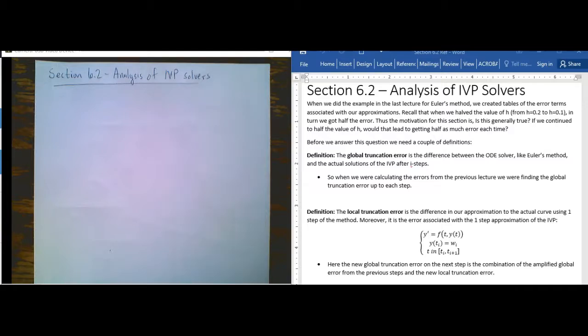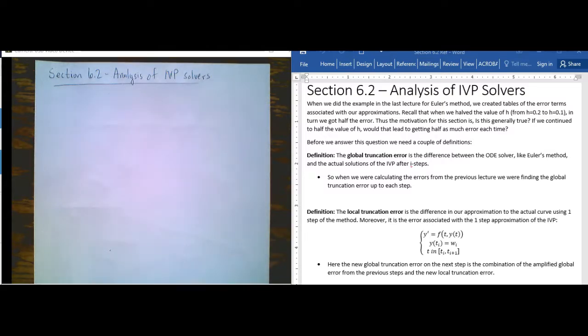Another type of error is called the local truncation error, and this is the difference in our approximation to the actual curve using one step of the method. So it solves the initial value problem y prime equals f, y of t_i equals w_i, in the interval t_i to t_{i+1}. That's just one step, that t_i to t_{i+1}. So the new global truncation error on the next step is the combination of the amplified global truncation error from the previous step plus this new local truncation error.